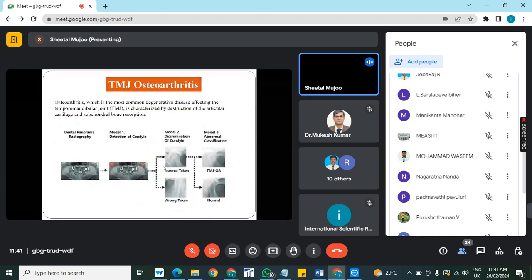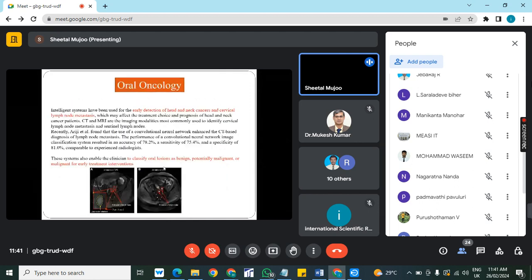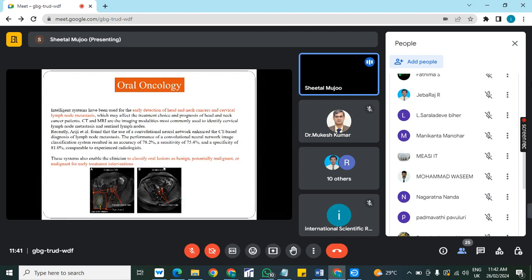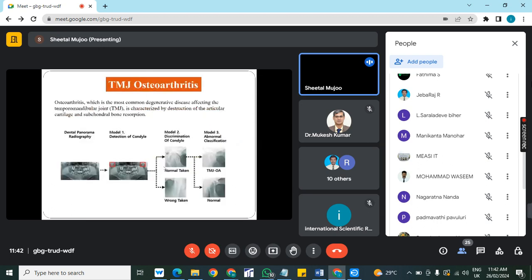Then comes your TMJ osteoarthritis. I'll just tell you one more thing. A lot of research is going on for head and neck cancers, because you can visualize the lesion, because sometimes it is in areas where your eyes or radiographs will not give you enough. Conventional digital radiographs cannot give you much information about the involvement, how deep the lesion is, or the involvement of the surrounding structures. This AI can give you all the information in no time.